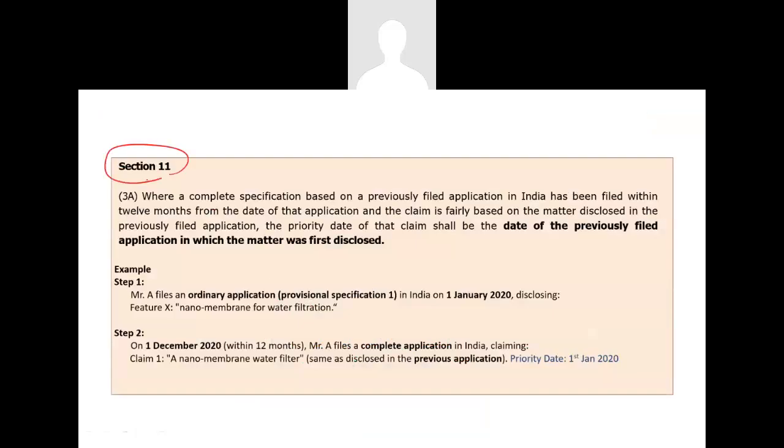Let's move ahead. This talks about section 11(3)(a). This one talks about a complete specification which is based on a previously filed application in India. Let's say this is a provisional specification wherein the complete spec was filed within 12 months, and the claim of this complete specification is fairly based on the matter disclosed in the previously filed application. All right, so that previously filed application shall be utilized to get the priority date for that claim.